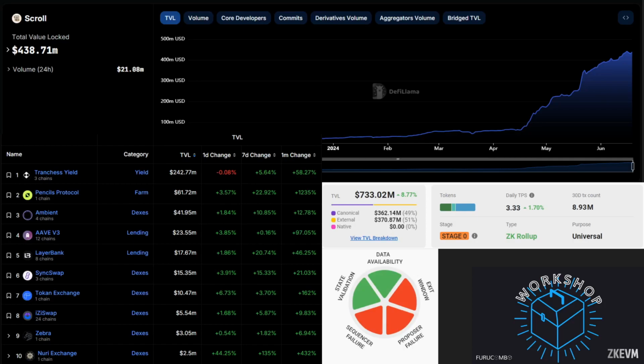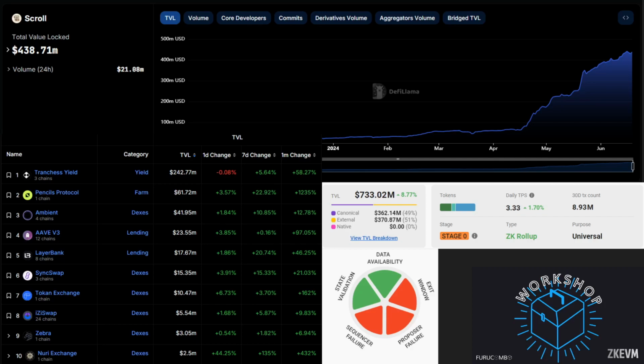All right. So next we have Scroll at 440 million TVL. L2BEAT shows them at 733 million TVL. We got about a 50-50 split between canonical and external assets. TPS is just higher than 3, lower than 3.5, so 3.3. We see 30-day transaction count at 9 million, so about half of Linea and half of ZKSync Era. We see the state validation and data availability in the green, and sequencer failure, proposal failure, and exit window in the red. So we get a security rating of 2 out of 5 on the pie chart.